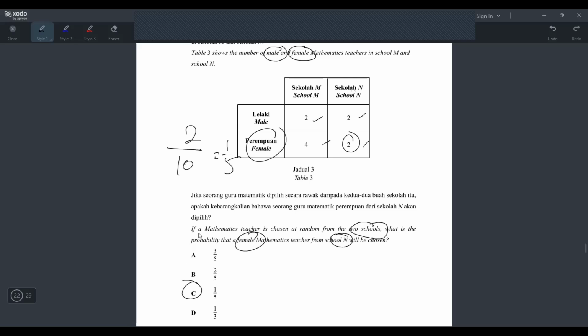So let me explain a bit. This one, they only choose 1 teacher. 1 teacher from 2 schools. So from 2 schools, it means the total will be 2 plus 4 plus 2 plus 2, which is 10.